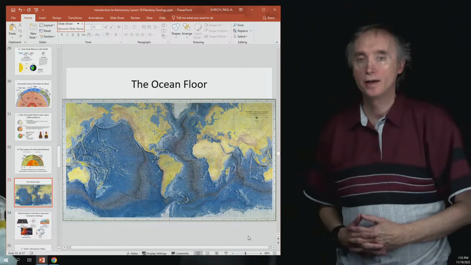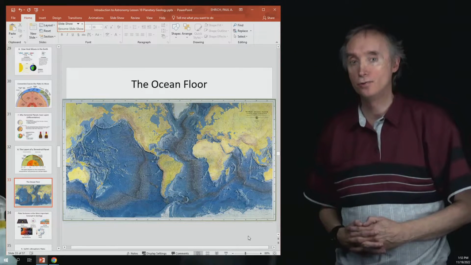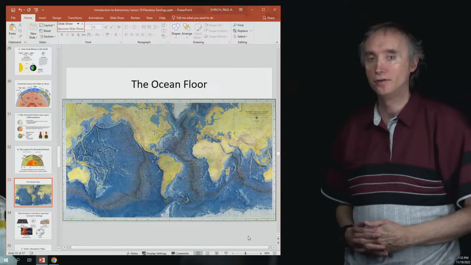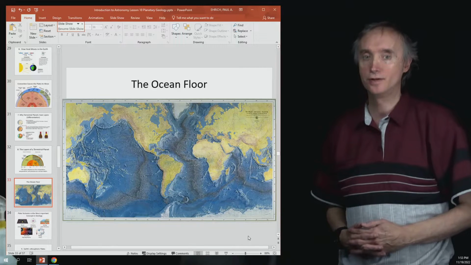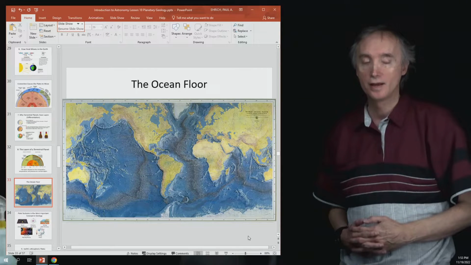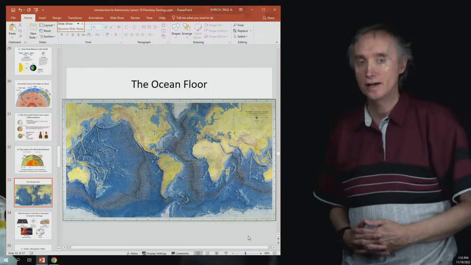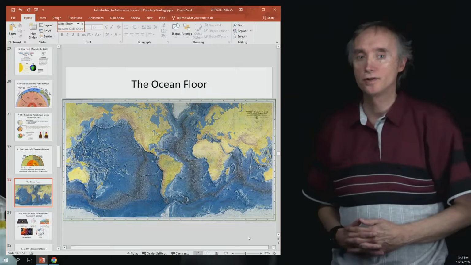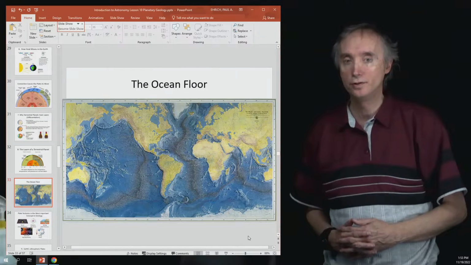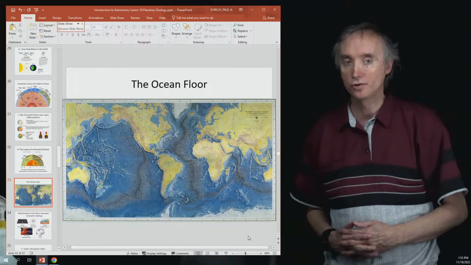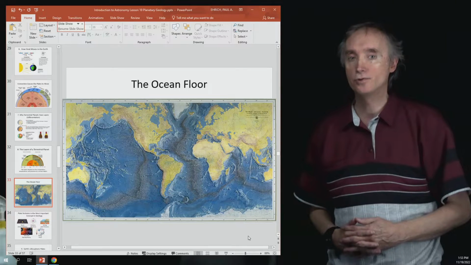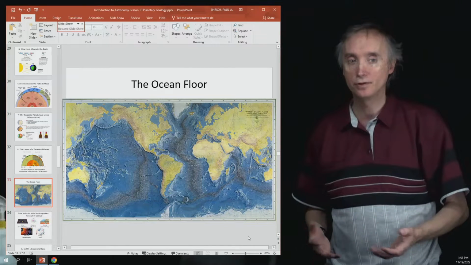Okay, I'm back, and now we want to talk about the ocean floor. And this particular picture is a very old picture. This dates back to the 1970s when I was in elementary school. And I was very fascinated by this picture. So this is put out by National Geographic, and it shows what the oceans would look like if you drained all the water out. And I thought that the bottom of the ocean floor would be flat, like a pond.